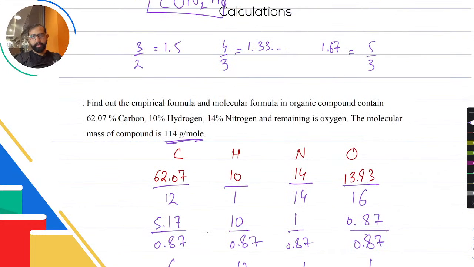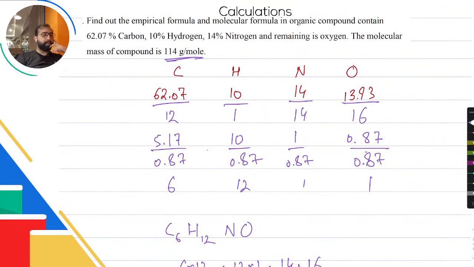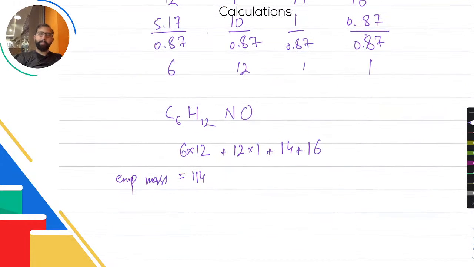Interesting. So in this case, approximating was the right thing to do. Molecular mass is 114. Empirical mass is also 114. What's the ratio? 1. That means this thing multiplied by 1 is my molecular formula. So in this compound, my MR and the empirical mass are the same, which means the ratio is 1. And when the ratio is 1, the empirical formula and molecular formula are the same thing.